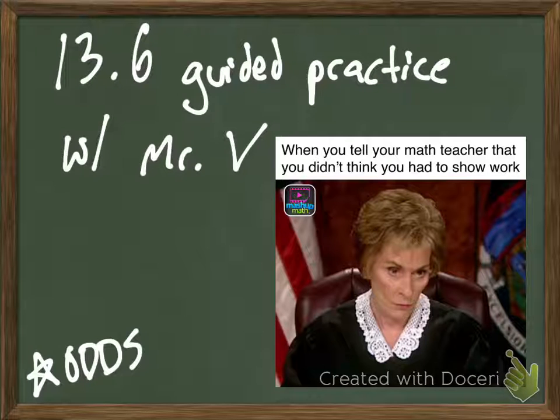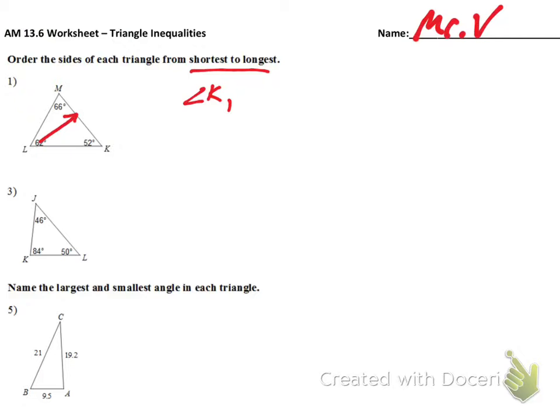This is the 13.6 guided practice with Mr. B. I'm going to be doing the odds. It's all about triangles and how their angles correlate to their sides. So here we go. The first one.